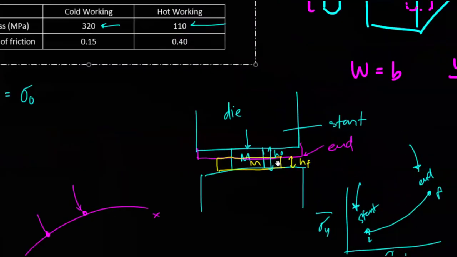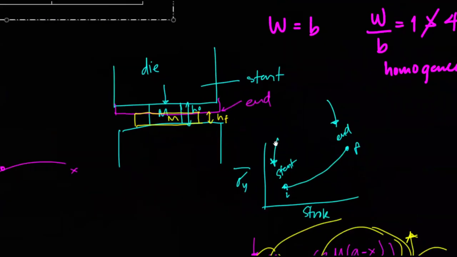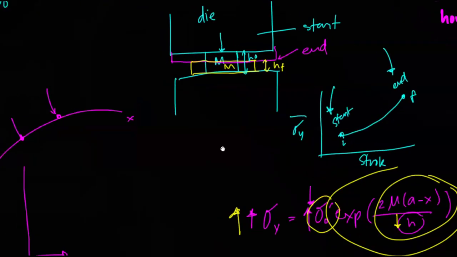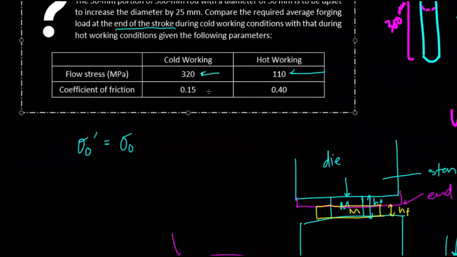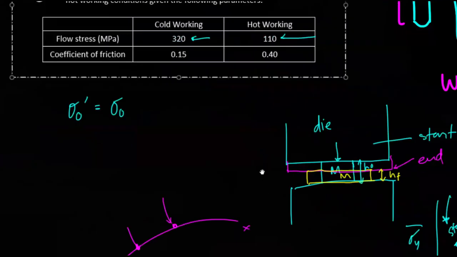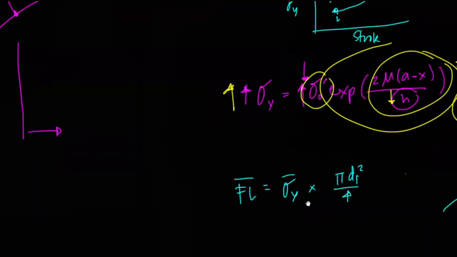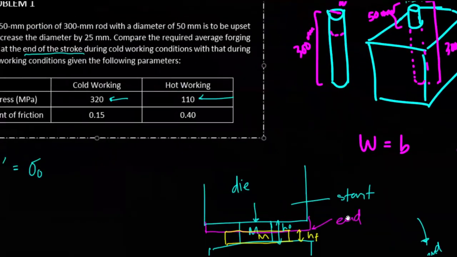Pero at the same time, mataas din yung mu niya. And mu is also directly proportional to your sigma y bar. So parang nag-offset tong dalawang to, no? So tingnan nyo kung ano yung higher value. Okay? Or mas pronounced yung effect niya doon sa sigma y bar natin. Okay? So sigma y bar muna, no?